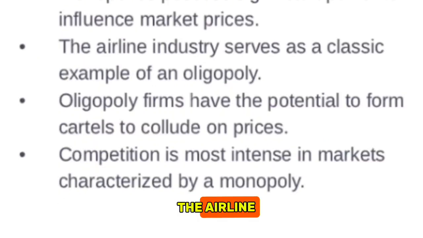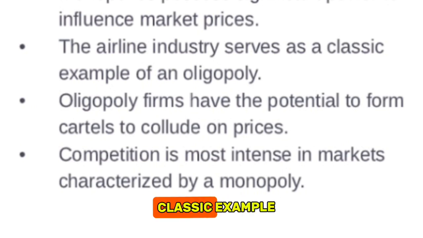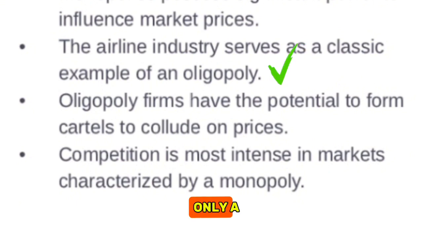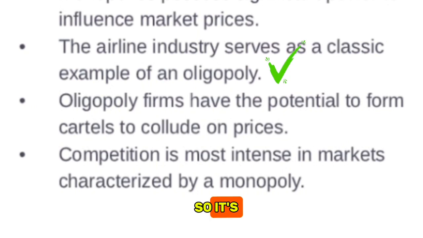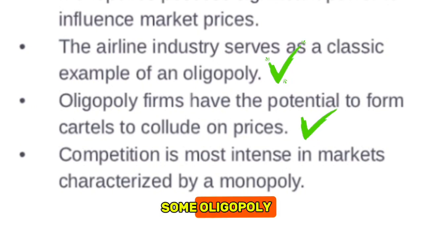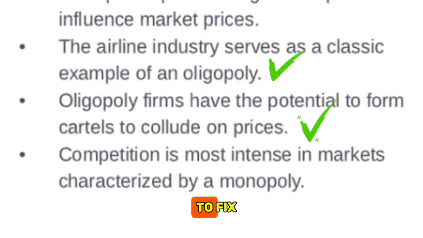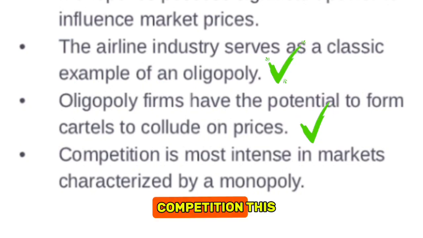Sixth one: the airline industry serves as a classic example of an oligopoly. That's true. In many countries, only a few major airlines dominate the market, so it's a good example of oligopoly. Seventh one: oligopoly firms have the potential to form cartels to collude on prices. And that's true. Some oligopoly firms may secretly cooperate to fix prices or reduce competition. This is called a cartel.